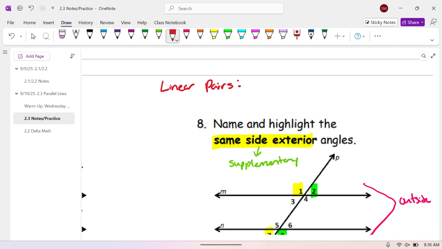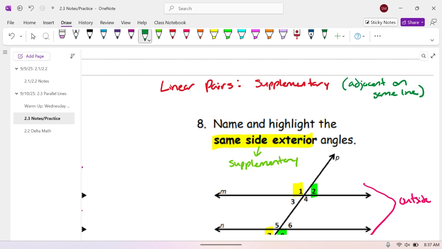From our notes previously, we know linear pairs are always what? They're supplementary. Linear pairs are also adjacent angles on the same line. So that means that they share a side, they share a vertex, and they're on the same line.